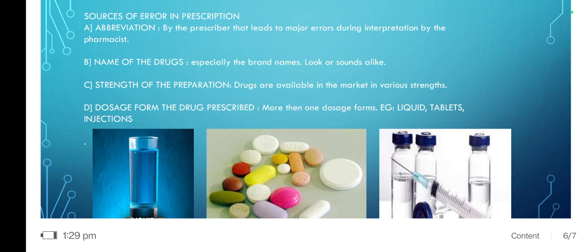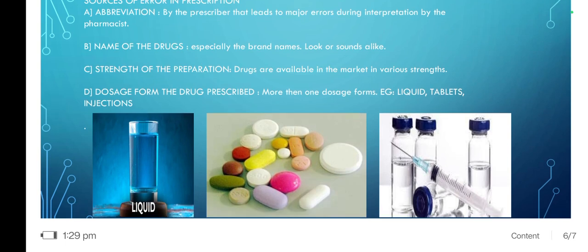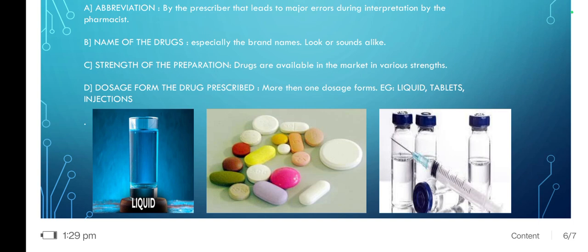First one, abbreviations by the prescriber that lead to major errors during interpretation by the pharmacist. B, name of the drugs, especially brand names that look or sound alike. Brand names are simply different names for the drug. The drug is single but different brands are there. That is called name of the drugs.